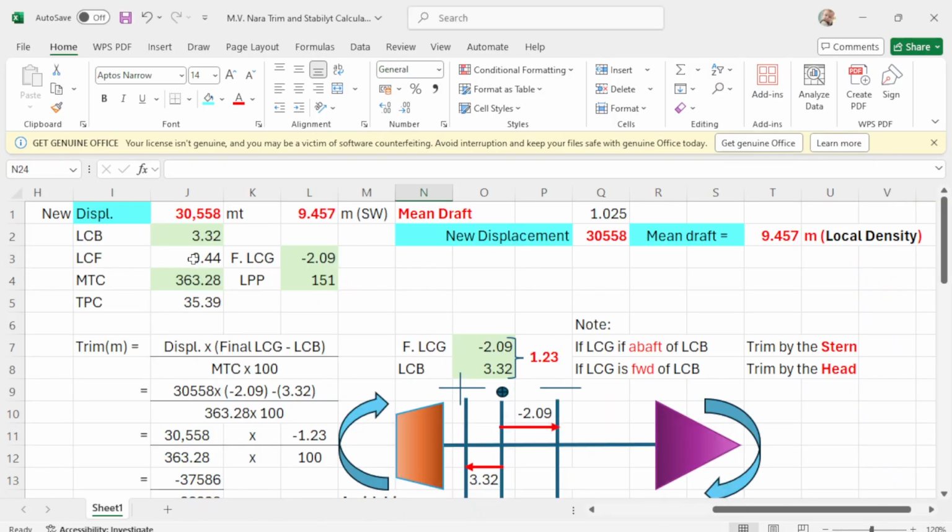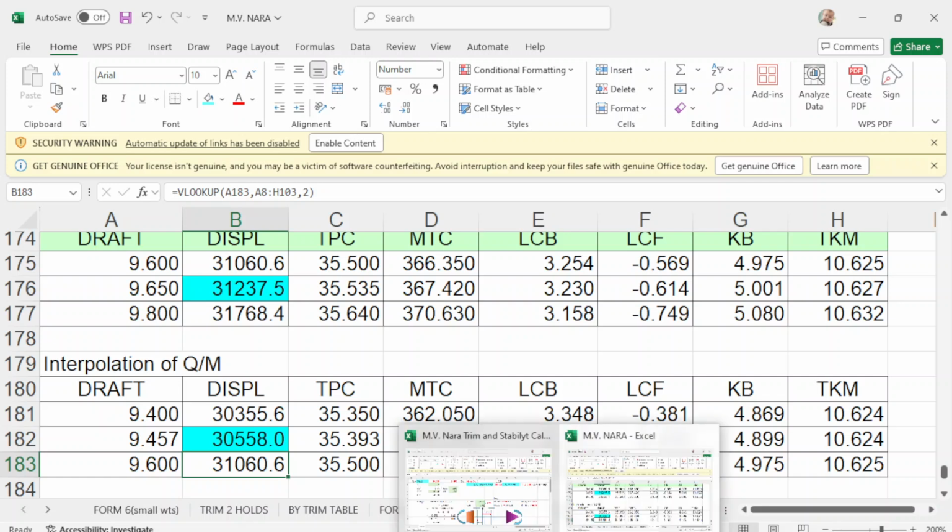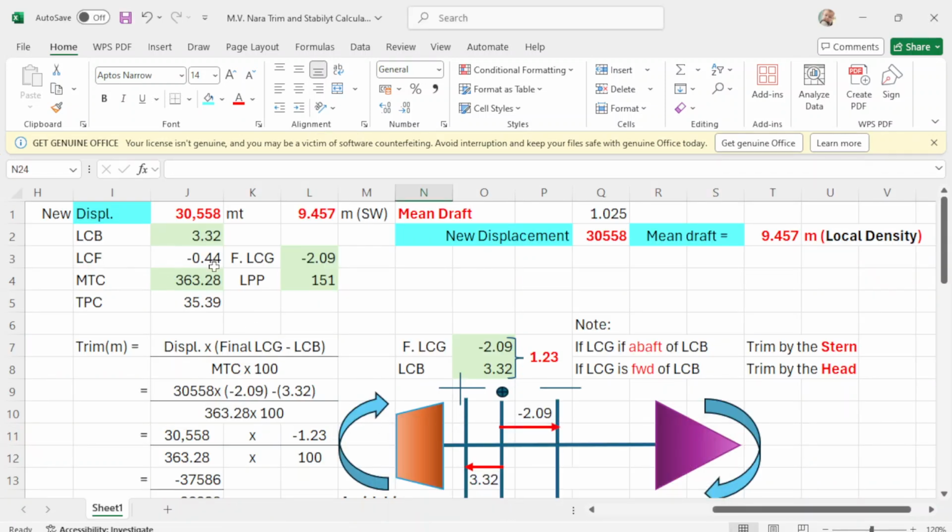LCB is negative 3.321, so I just put 3.32. Then we go to LCF, which is negative 0.44. So LCF is negative 0.44, rounded off. That's why it's 0.44 here. Okay.